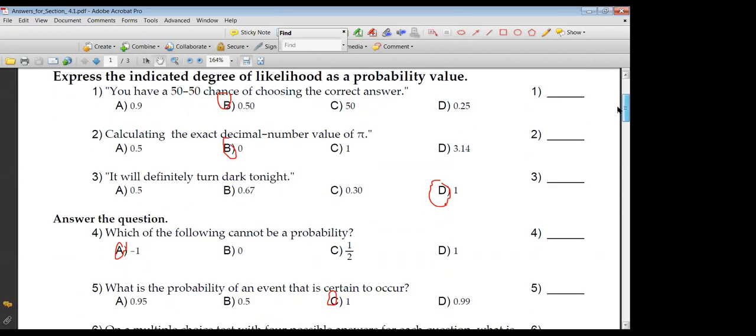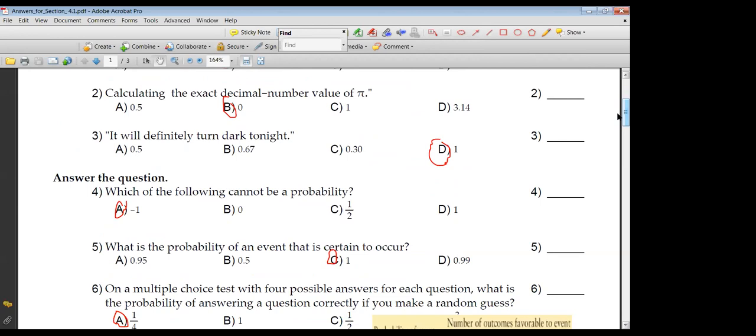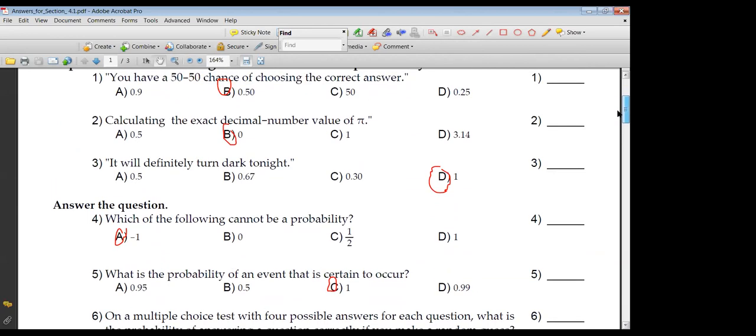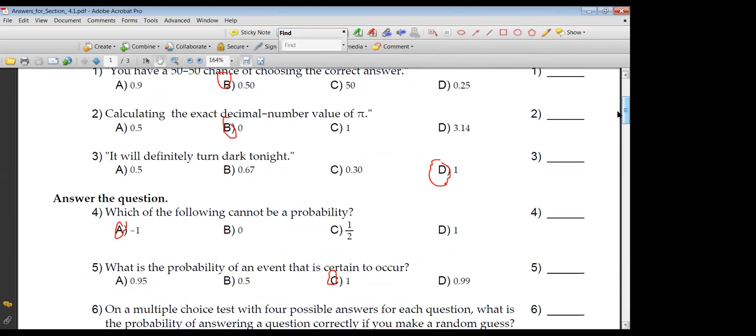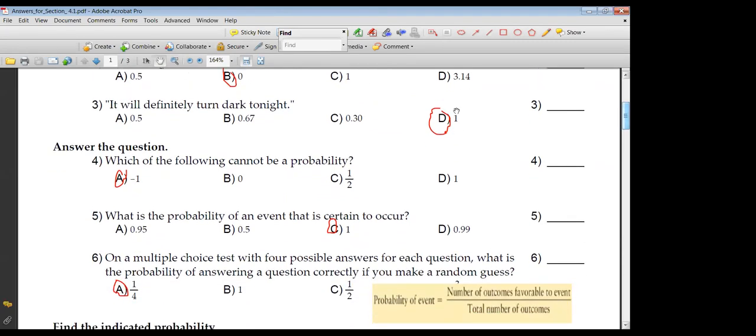There's always an answer in there that just doesn't make any sense. What's the probability of calculating the exact value of pi? Well, pi is an irrational number. There have been supercomputers that try to figure out pi to millions and millions of places. Guess what? 3.1415, whatever. It never terminates, nor does it ever end. There is no exact value. Your probability of calculating the exact value is 0. It can't happen. It's impossible. It's an irrational number. What's the probability that it turns dark tonight? It's 1. Here again, please don't tell me you're in Greenland, because you're not. It's a sure thing. It's going to turn dark tonight. In fact, as I look outside, it's getting dark already.